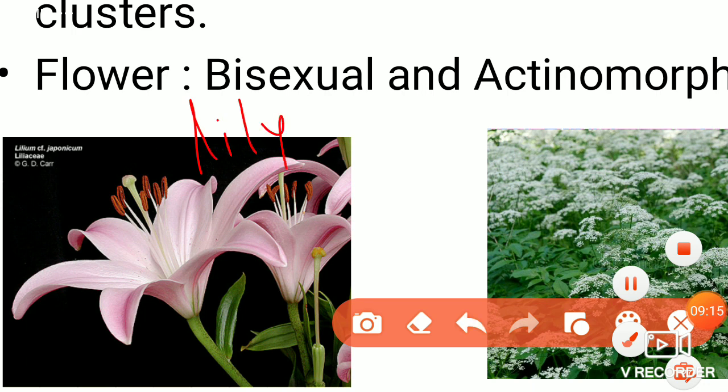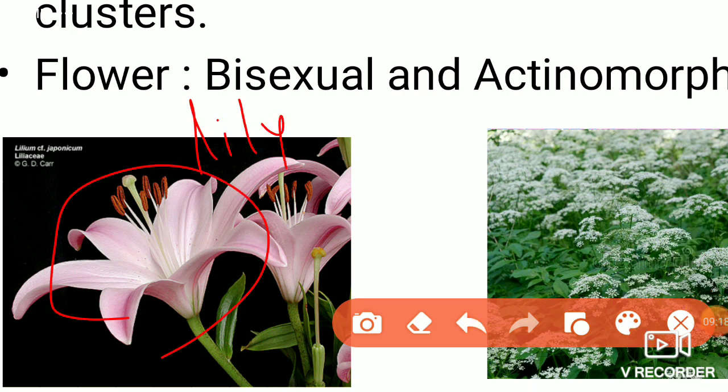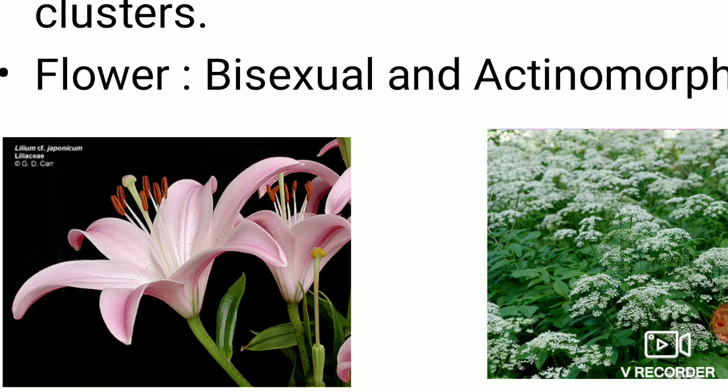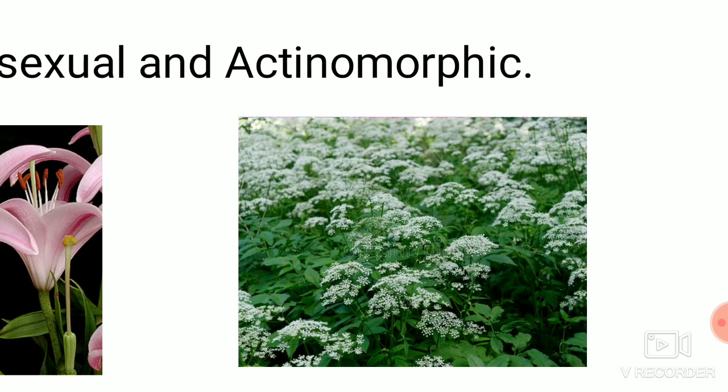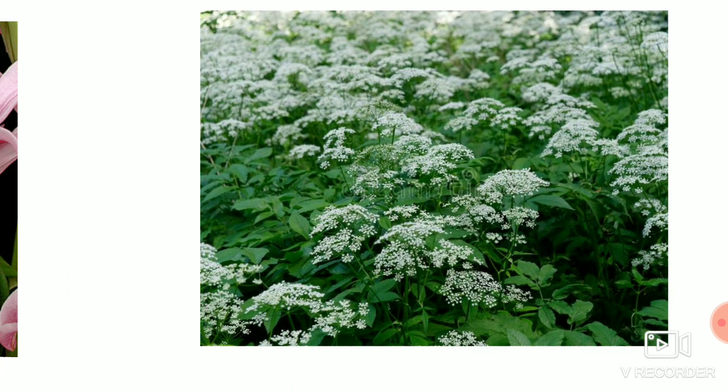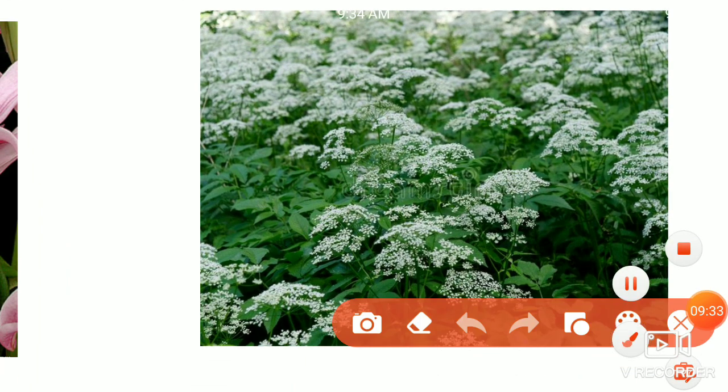So in this lily plant you can see single flowers. In the plant, one by one flower is produced singly. Then if you consider in the few other plants you can see bunch of flowers. The bunch of flowers that is considered as inflorescence.